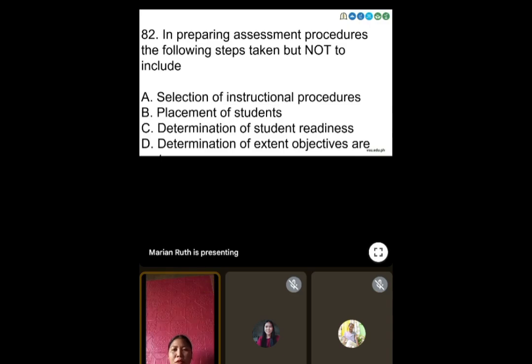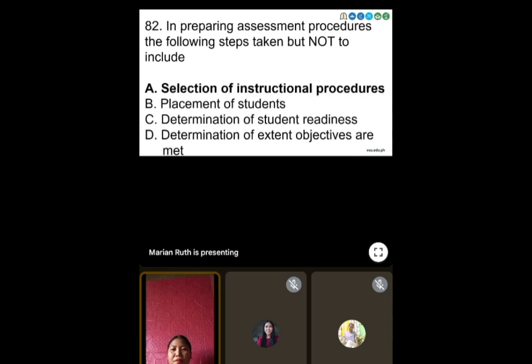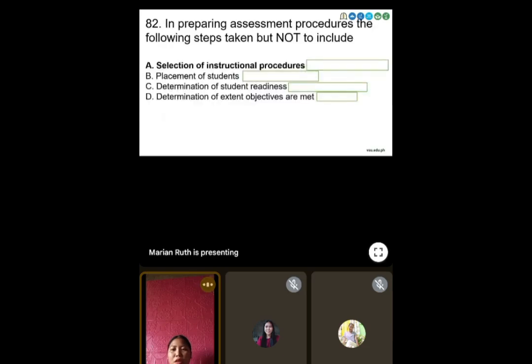So the correct answer is letter A. Selection of instructional procedures. It's because instructional procedures are related to teaching, not assessing. Why are letters B, C, and D not the correct answer? It's because placement testing is a form of assessment.